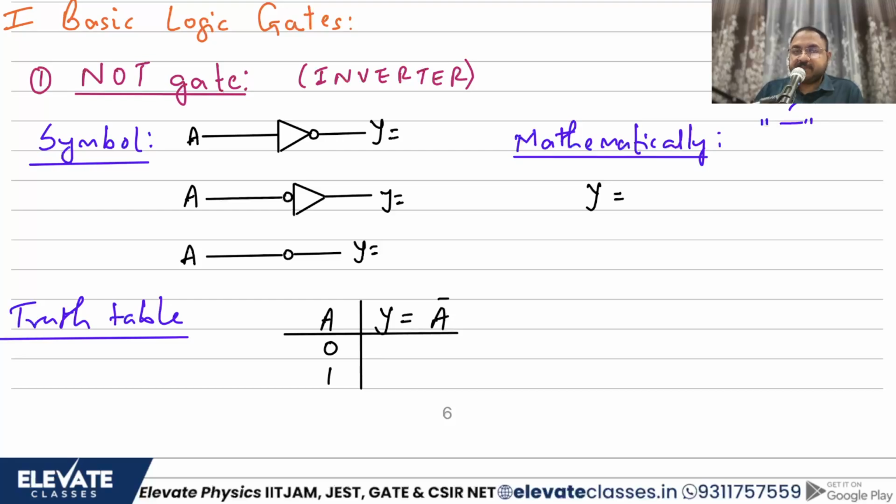The first gate is something called a NOT gate. This is also known as an inverter. Basically, it is inverting something, inverting your input value, inverting your signal, something like that.